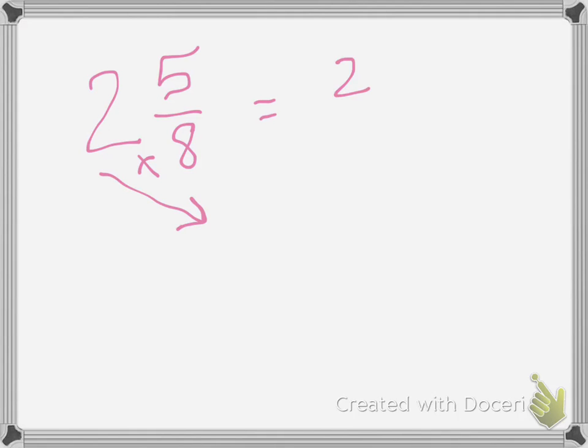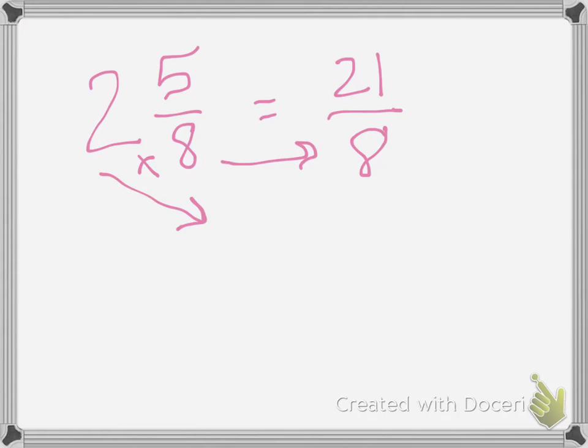Now, I'm going to go ahead and do this one more time, and I'm going to show the checkmark method with a different problem. So let's say I have 2 and 5/8. I'm going to first, again, multiply. 2 times 8 gives me 16. 16 plus 5 gives me 21. My denominator stays the same. The denominator does not change. So 21/8 is going to be equal to 2 and 5/8.